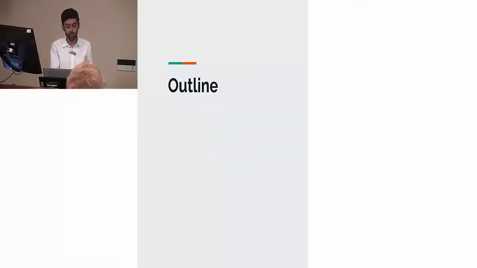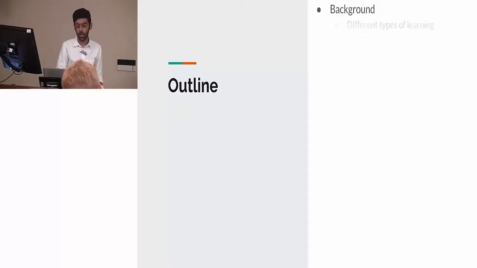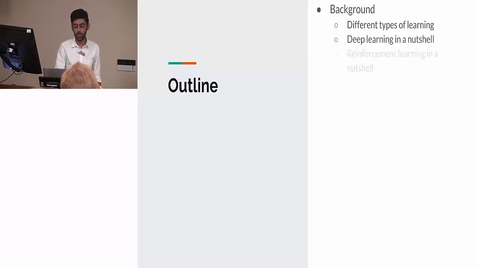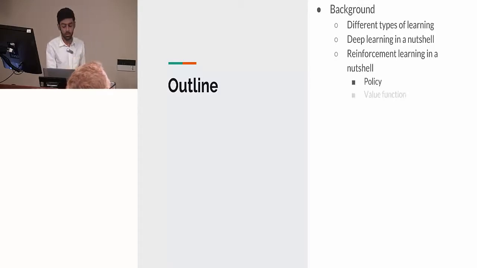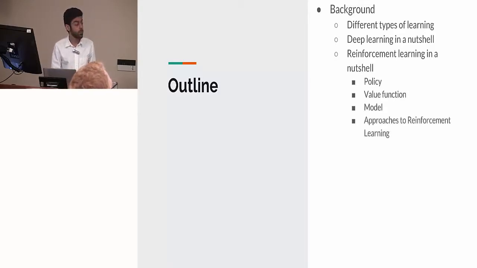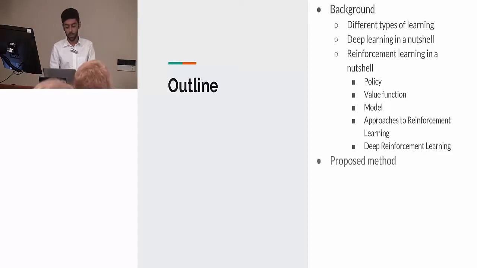Here's the outline of my presentation. I will first give a little background, just briefly going over different types of learning, deep learning, reinforcement learning, and its elements: policy, value function, model, and what are the approaches to deal with reinforcement learning problems. Then I'll talk about deep reinforcement learning, which is a combination of deep learning and reinforcement learning.